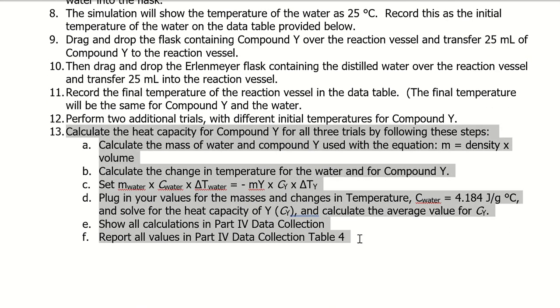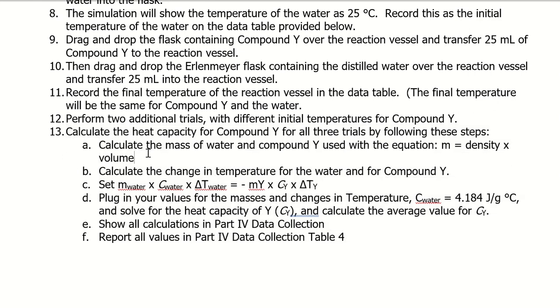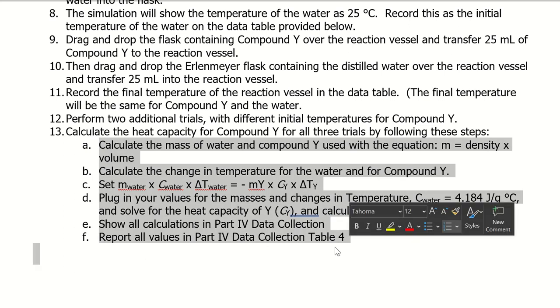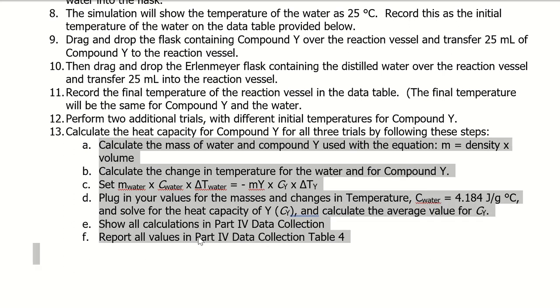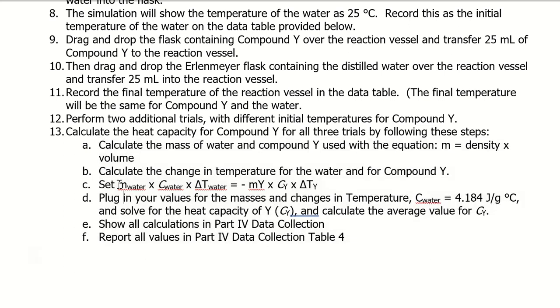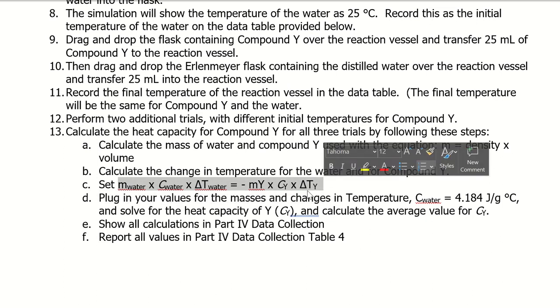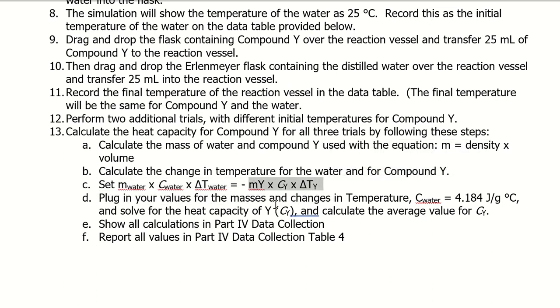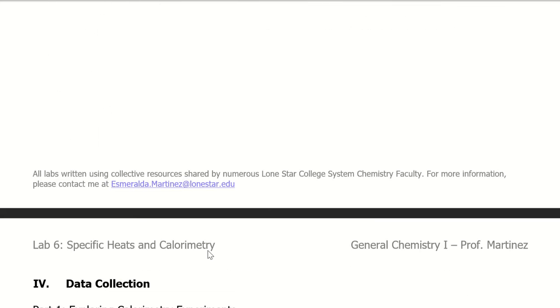The last step of this portion of the lab is to calculate the heat capacity. So I kind of outlined the steps for you, so hopefully these help you. But essentially we're using this equation where we set one side to the water and the other side to our compound Y. We don't know what the heat capacity is. That CY, that's heat capacity of Y, is what we are solving for, okay?